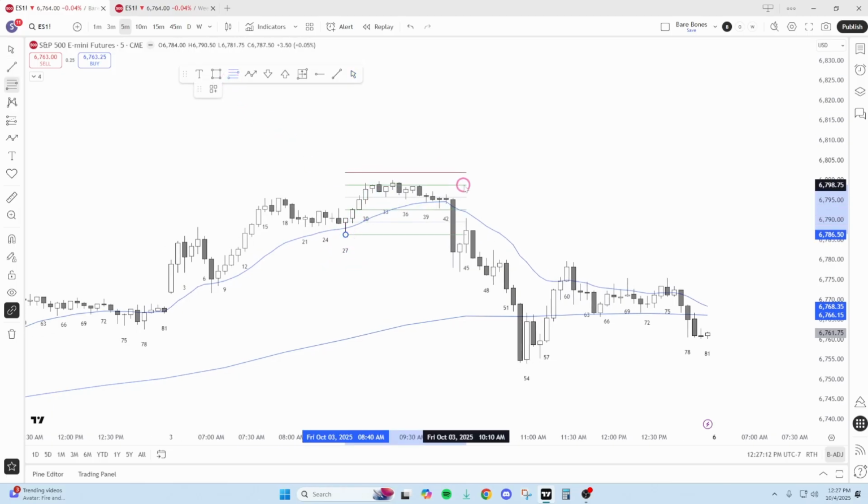So if we were to go like this again, that's what I mean. I'd get filled on 41 and then I'd have to exit while this bar is moving 43. So that might be a full R hit.